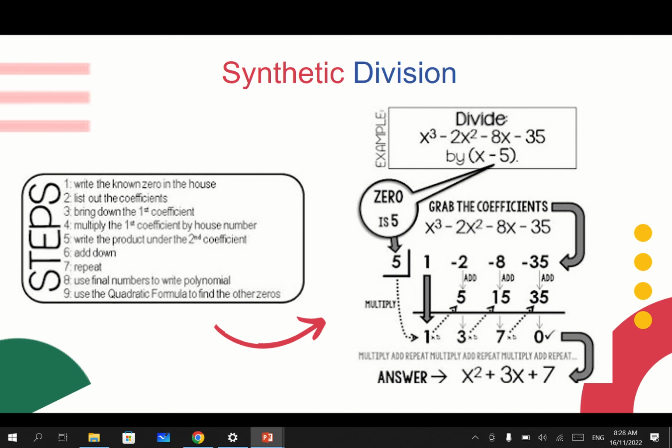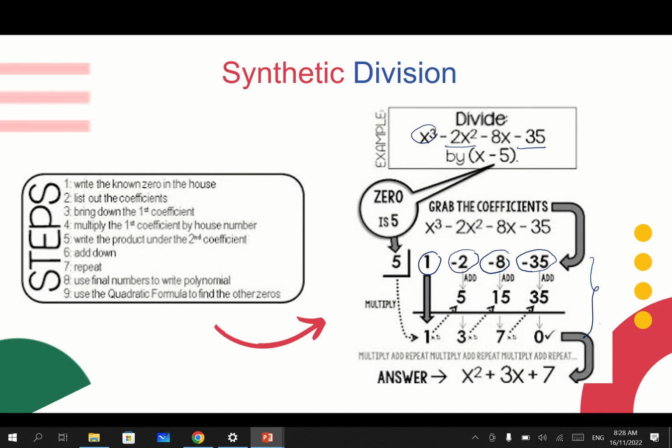The first step is to write down the known zero in the house and then list out the coefficients in the table. So this is the table that we are going to use. List out the coefficients. The coefficient means the value in front of the variable. For example, x to the power of 3, the coefficient will be 1. For negative 2x squared, the coefficient will be negative 2. Negative 8x, so the coefficient will be negative 8. And the coefficient for negative 35, which is a constant, is negative 35.